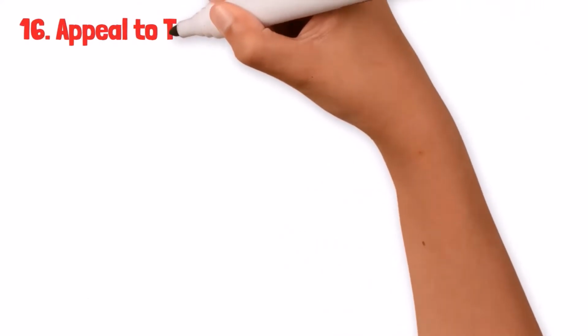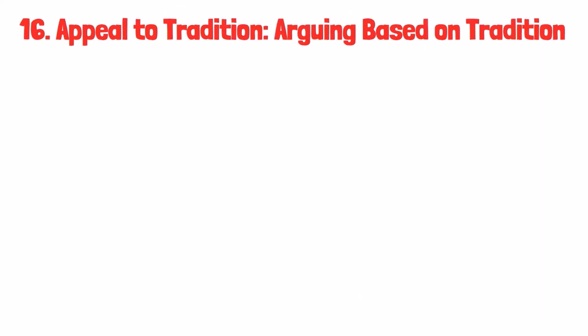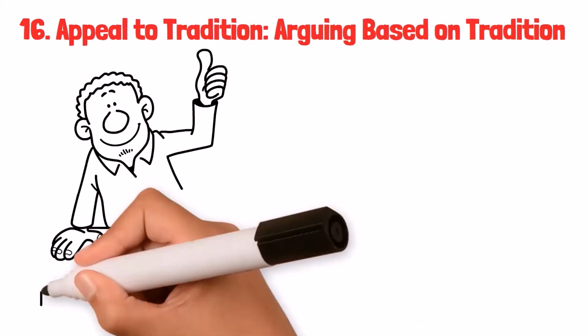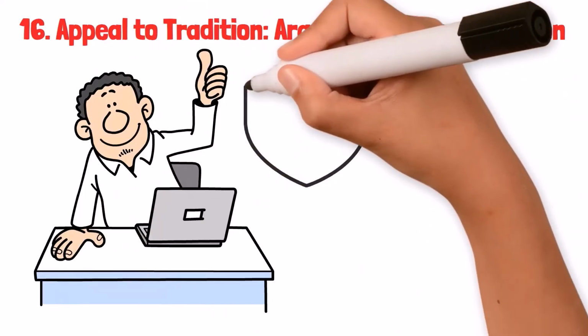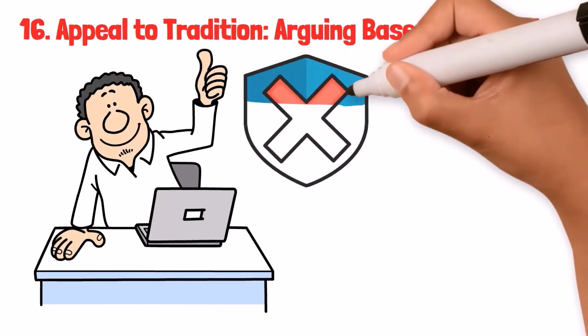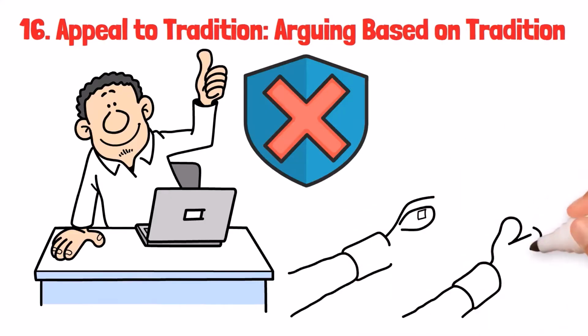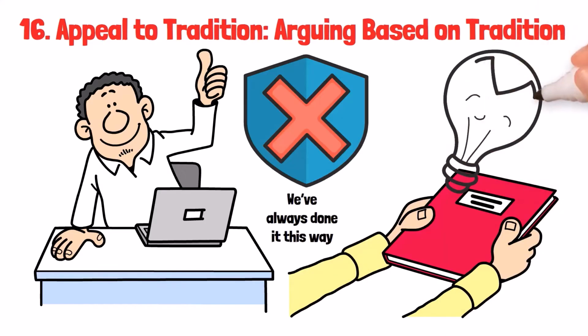16. Appeal to tradition, arguing based on tradition. Appeal to tradition involves arguing that something is right or better simply because it has always been done that way. This technique leverages the audience's respect for tradition to resist change or innovation. For example, a campaign might argue against new policies by stating, "We've always done it this way," suggesting that tradition is a valid reason to reject new ideas.